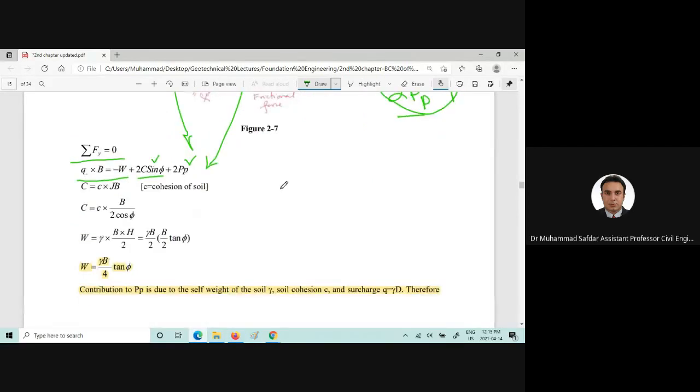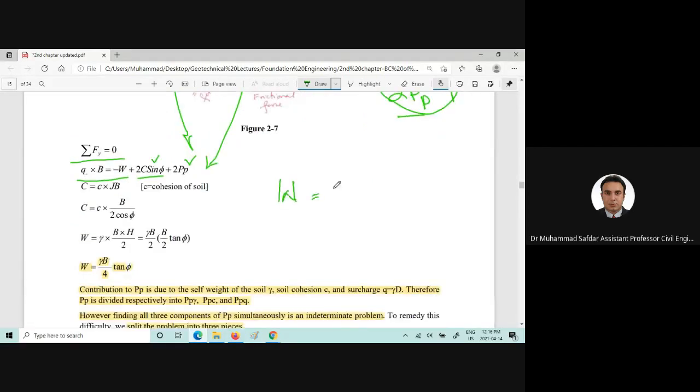Now if you want to find out the weight of the wedge, it would be half gamma B into H. Now that H is equal to B by 2 into tangent phi. So the weight of the wedge would be 1 by 4 gamma B square tangent phi. Okay, so this is the B square, I guess, here, which has been left out.